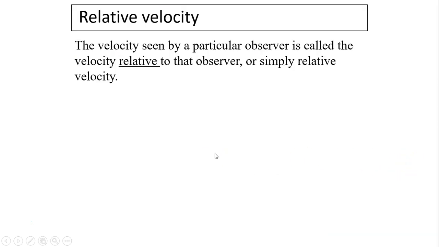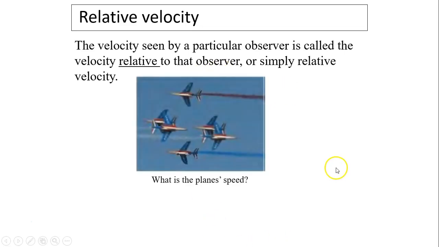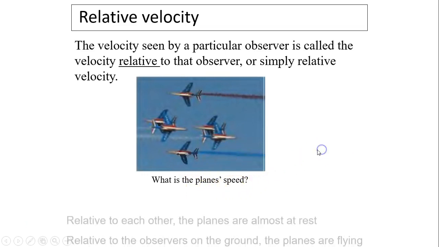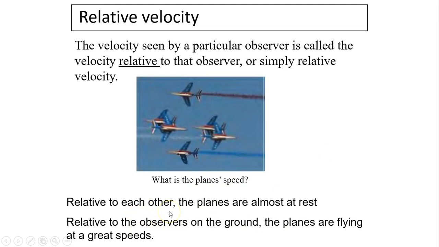Relative velocity. Relative velocity is velocity seen by a particular observer, relative to that observer. Take a look at this example. The planes are flying relative to each other, as you might have seen in an air show. What is the plane speed? Relative to each other, the planes are almost at rest or moving at a very slow speed. However, relative to the observers on the ground, the planes are flying at a great speed.